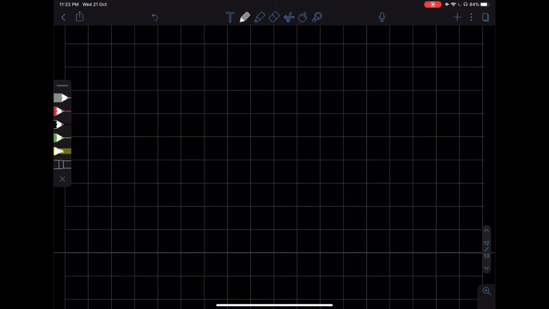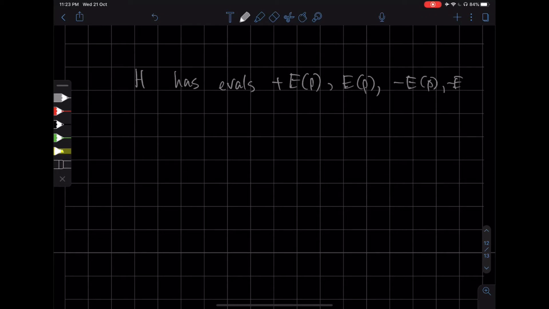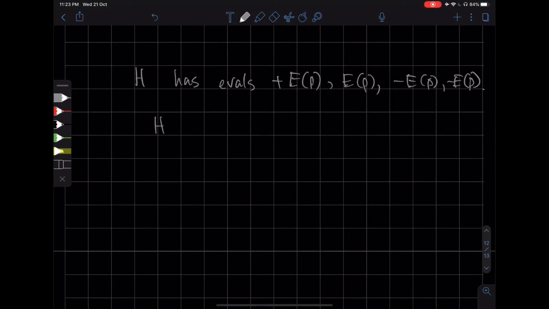So in the appendix, I want to show that the Dirac Hamiltonian has eigenvalues plus E_p and minus E_p. So what is the Dirac Hamiltonian? The Dirac Hamiltonian is H = c α·p + m c² β.